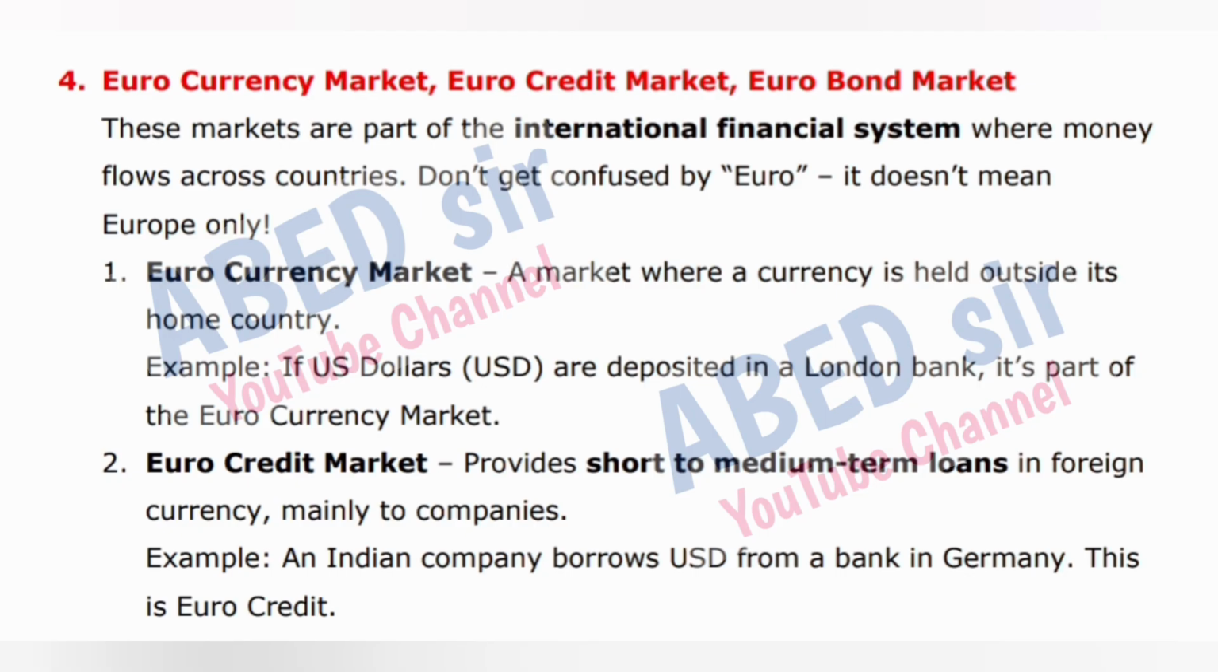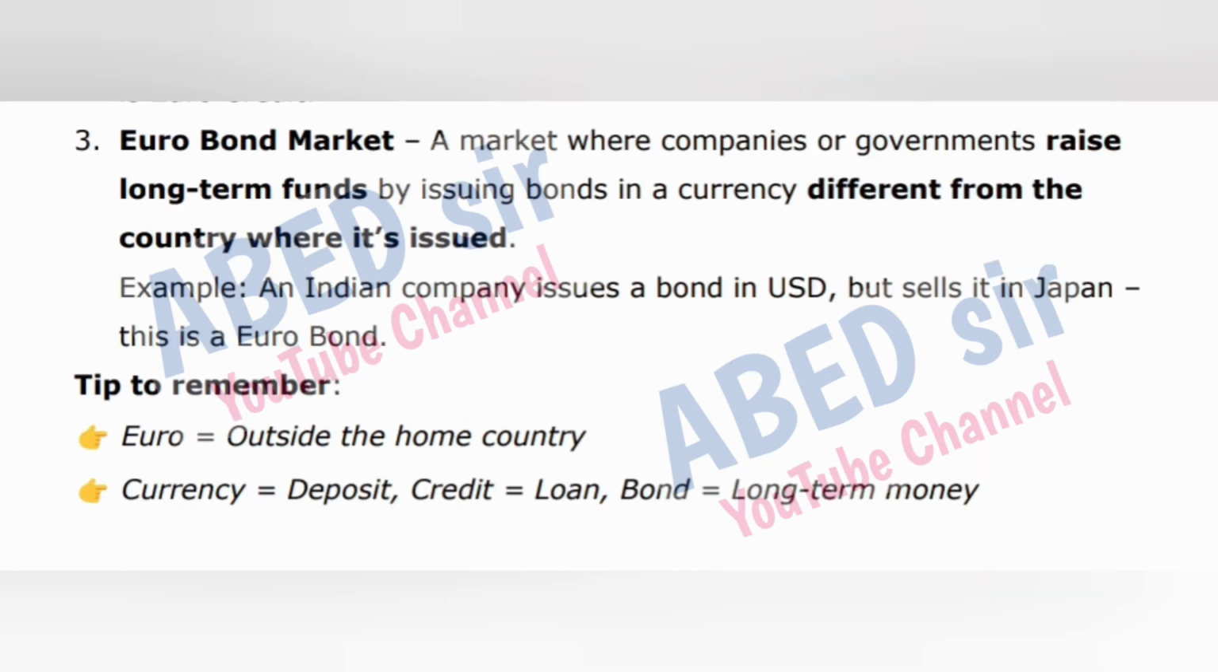2. Euro credit market provides short to medium-term loans in foreign currency, mainly to companies. Example, an Indian company borrows USD from a bank in Germany. This is euro credit. 3. Euro bond market, a market where companies or governments raise long-term funds by issuing bonds in a currency different from the country where it's issued. Example, an Indian company issues a bond in USD but sells it in Japan. This is a euro bond.